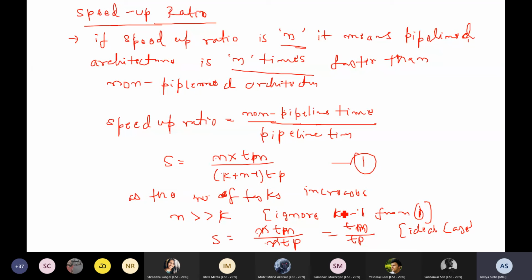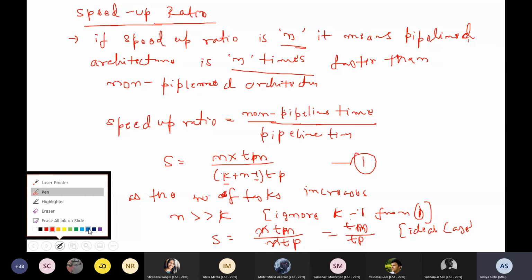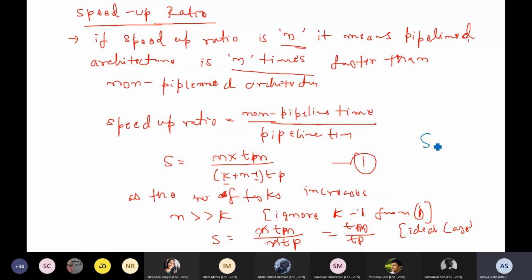So in the real world scenario, what happens is the value of n becomes very large in comparison with k. So you can actually ignore the value of k minus 1 from the above equation. When you take this into consideration in the above equation, you get this formula. I should write it separately also, it's very important. S equals, you can write it S or S max. S max equals Tn by Tp.